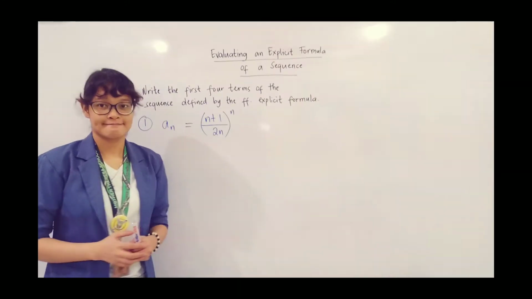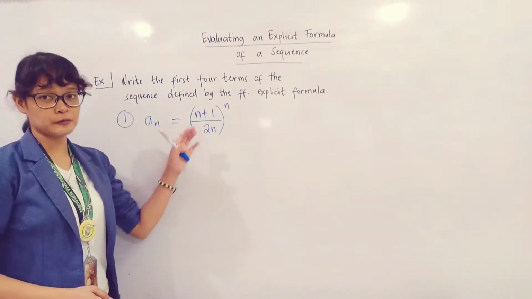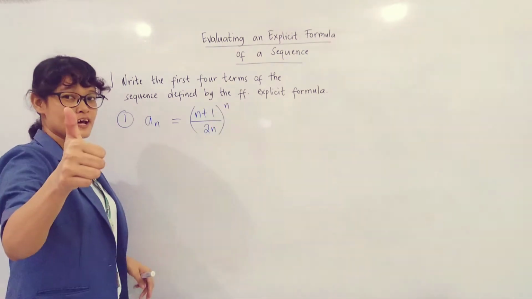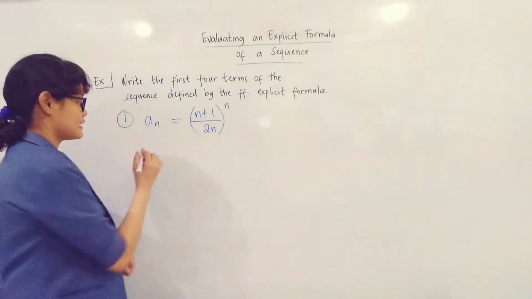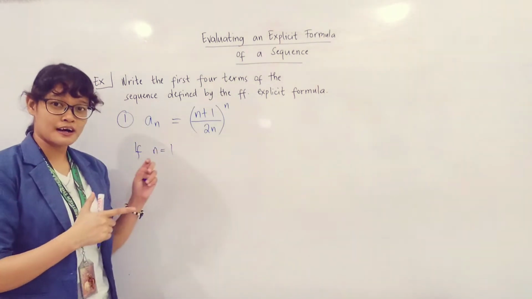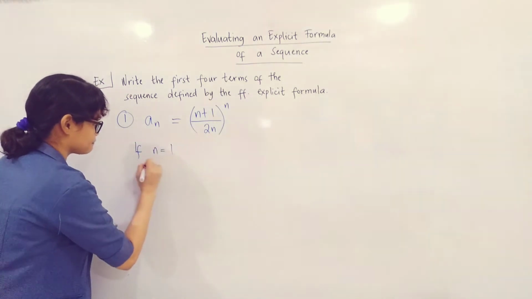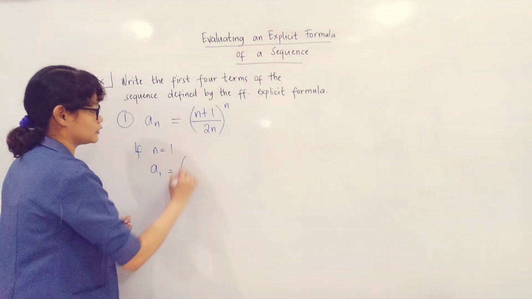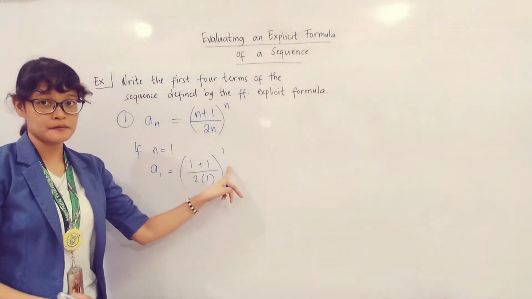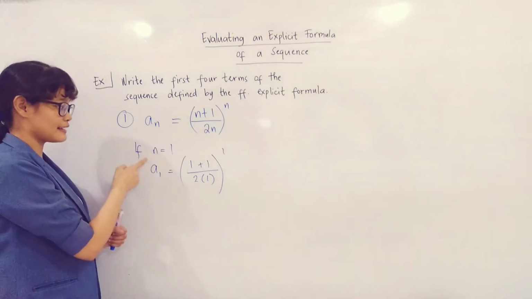Let's start. Okay, so now let's have the first example. You have a sub n is equal to the quantity n plus 1 all over 2n raised to the power of n. Now, first step, assign a value for n. So let's start with n equals to 1. Okay, now, second step, substitute this value in the given function or in the given formula. So you'll have a sub 1 is equal to 1 plus 1 all over 2 times 1 raised to 1. Tandaan, kung nasaan yung variable na n, lahat yun, papalitan natin ng value na inassign natin sa kanya.